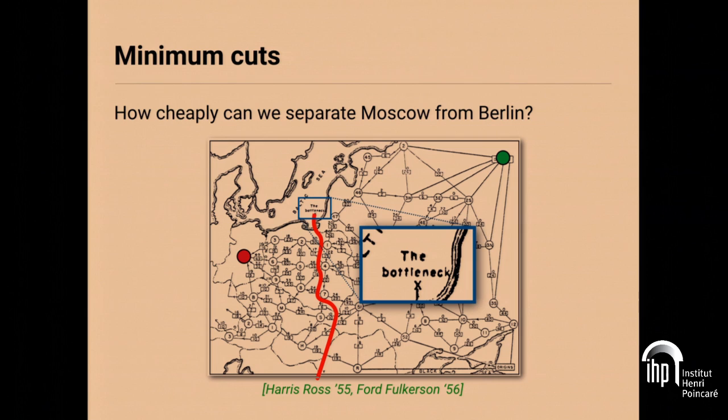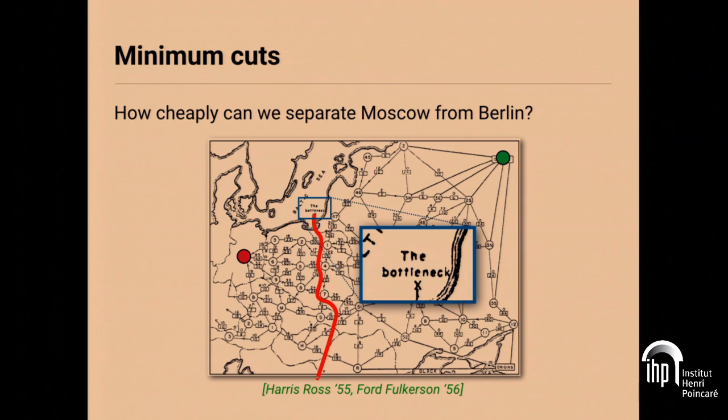Harris and Ross noticed that there was this line that you could draw through the map, which they referred to as the bottleneck. And so this is the dual question: not how quickly can they move resources from one point to another, but how cheaply can we disrupt the network? If we are going to bomb certain railway lines, and bombs are expensive, so we want to use as few of them as possible, and there's one bomb that takes out one railway line, where should we aim the bombs to disconnect these two cities? So, as they called the bottleneck, we now refer to this as a minimum cut.